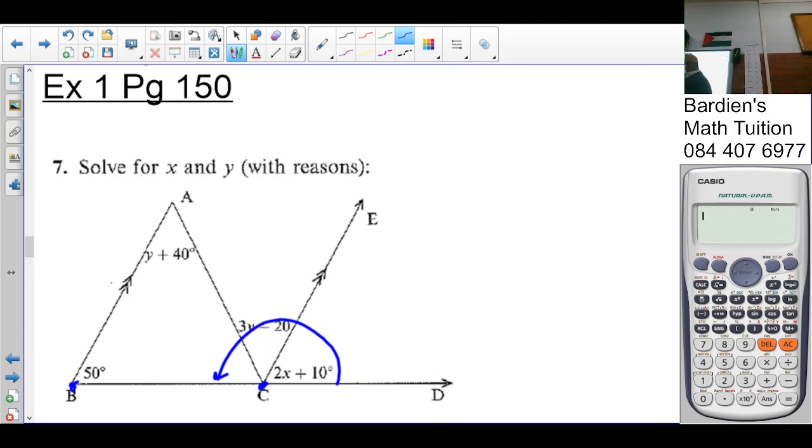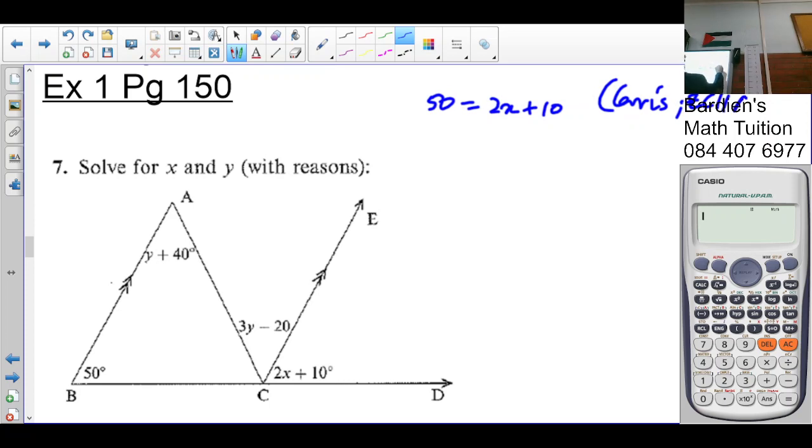Yes? x equal to 20, why? Yes, I'm getting there. I said that is correct. So I just wanted to know where the people are going wrong. You understand? But you are correct. So it's going to be 50 is equal to 2x plus 10. And the reason is corresponding angles with EC being parallel to AB.